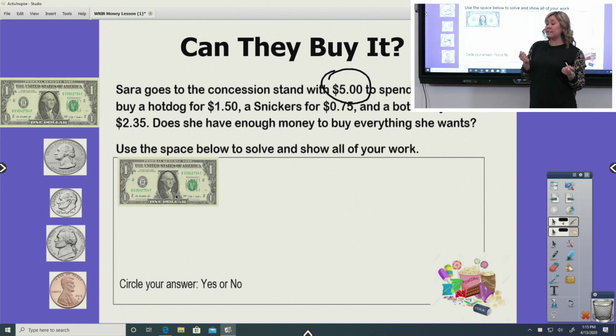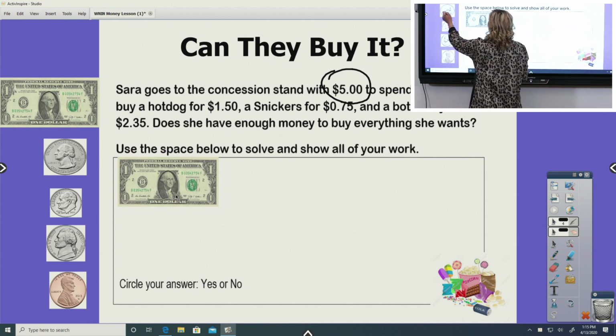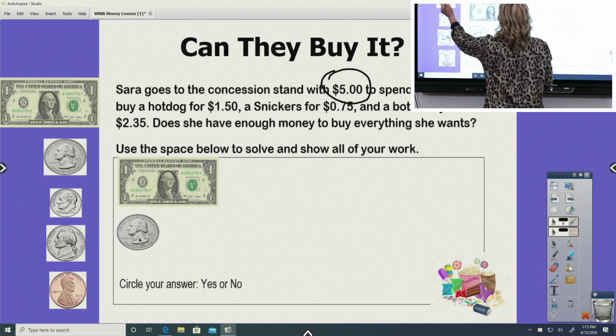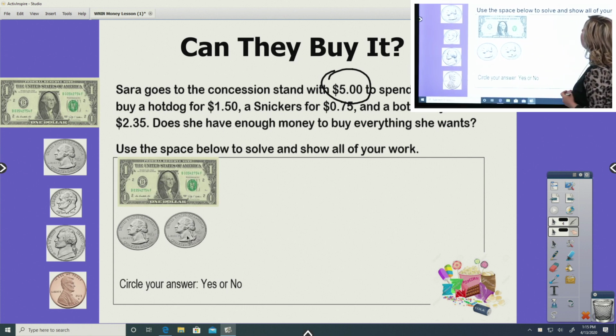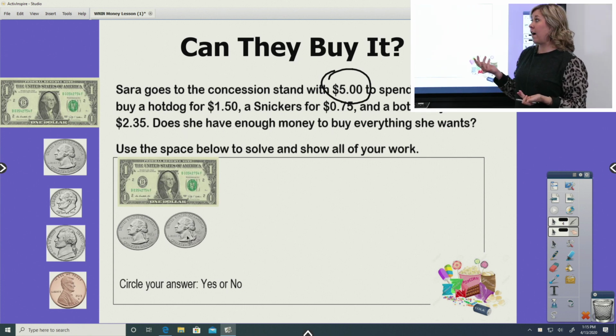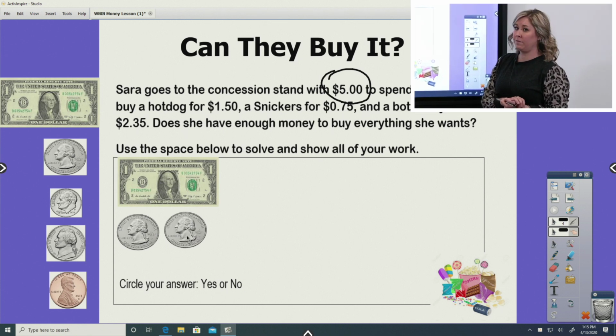And then to get 50 cents, the easiest way to do that is to use 2 quarters. So we have 25 and 25. So she can definitely get a hot dog with $5 because it's only $1.50.